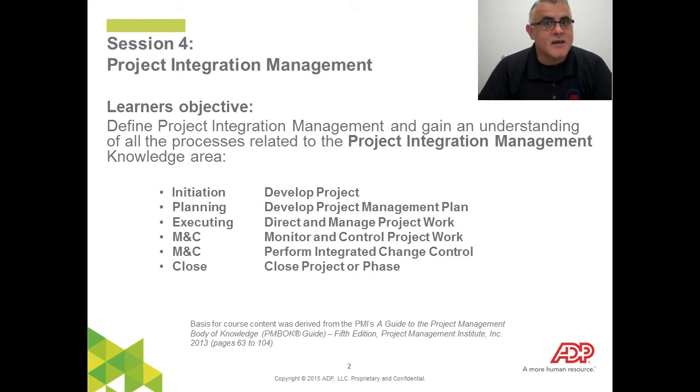Today we're going to discuss the definition of project integration management. We're going to talk about the five process groups for which processes for integration management exist. There's the initiation, which is develop project charter. There's planning, which is planning to develop your project management plan. There's executing, where you direct and manage project work. There's monitor and controlling, where you monitor and control the project work, as well as perform integrated change control. And finally, the close process, which is where you close the project or you close a phase of the project.